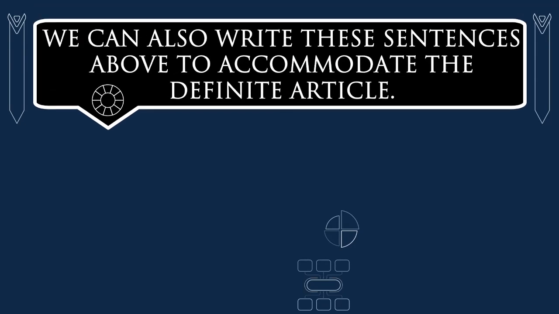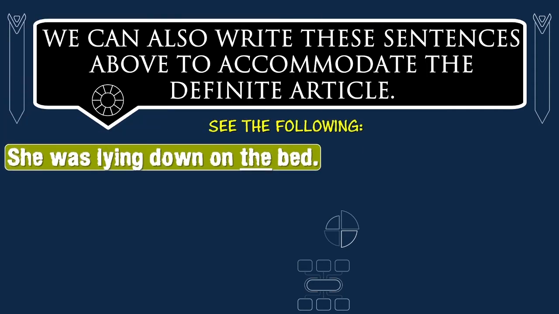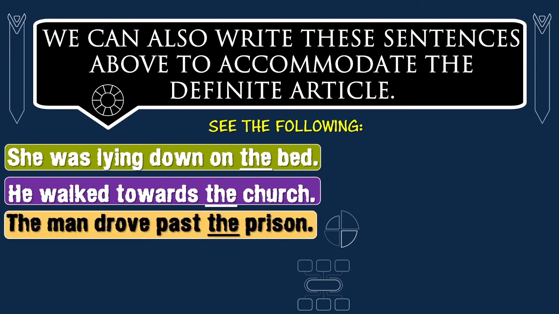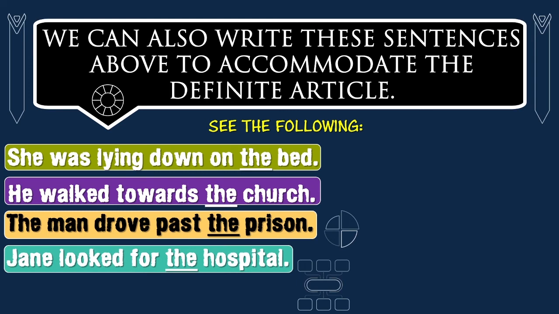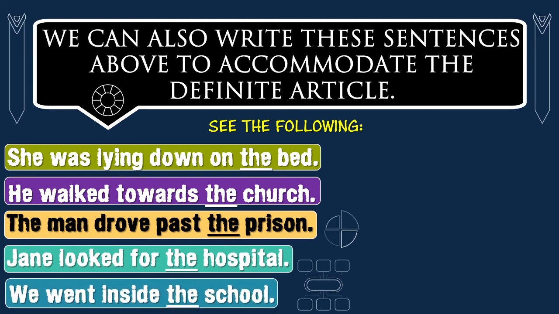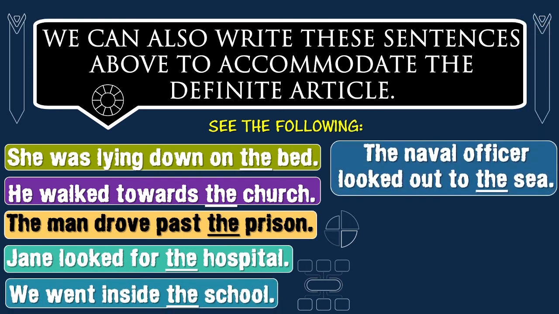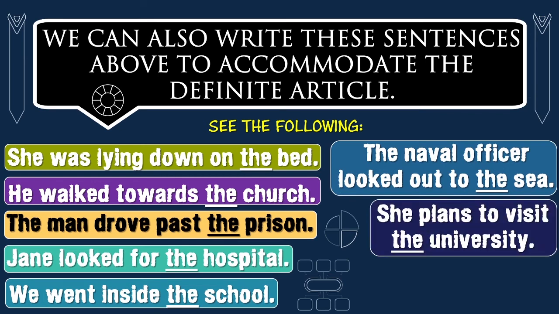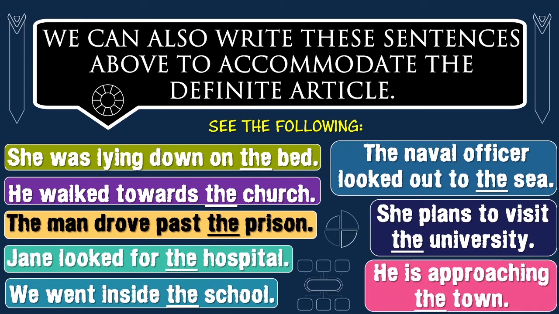We can only write these sentences to accommodate the definite article. We can't put the indefinite articles in them. Let's see the examples. She was lying down on the bed. He walked towards the church. The man drove past the prison. Jane looked for the hospital. We went inside the school. The naval officer looked out to the sea. She plans to visit the university. He is approaching the town.